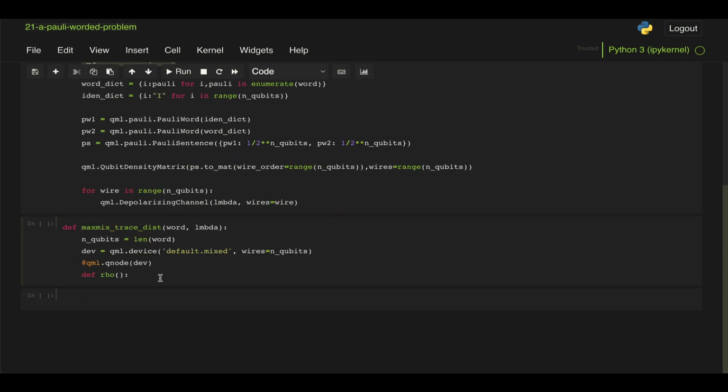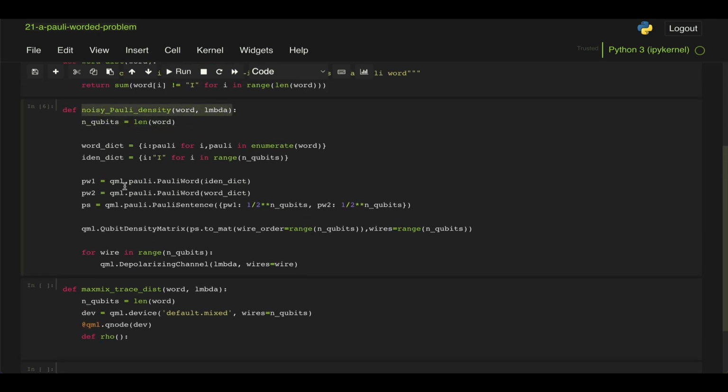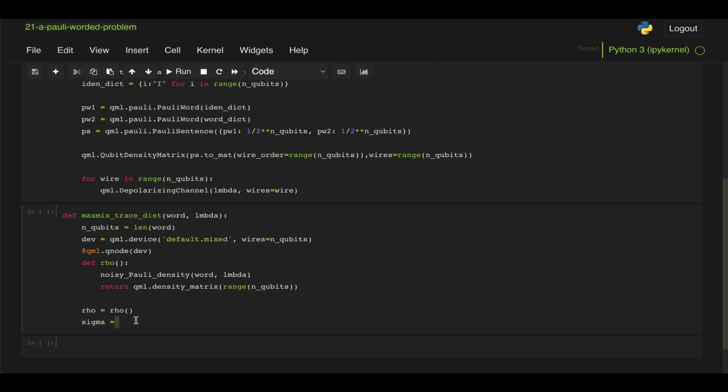And we're going to define a QNode. We're going to call it rho, which is going to call this function that defines our noisy density matrix for the Pauli word, and then returns the density matrix of that. And then we're going to define the variable rho, which is just basically the output of this function. And then sigma is going to be the density matrix of that maximally mixed state. So we have 1 over 2 to the number of qubits times, we can use this numpy eye function to define an identity matrix of 2 to the n qubits.